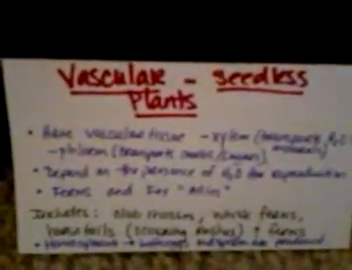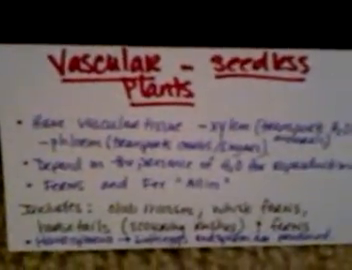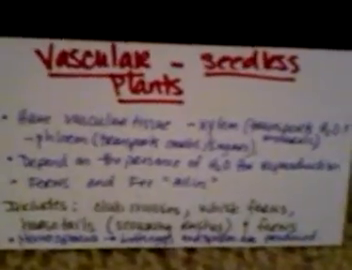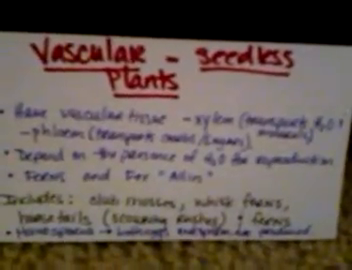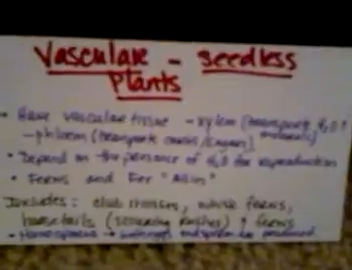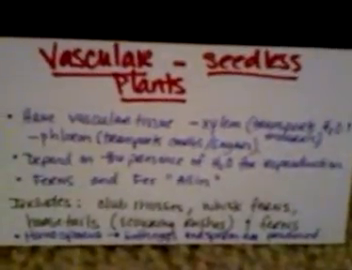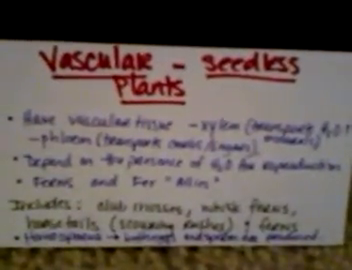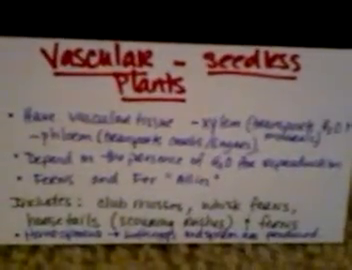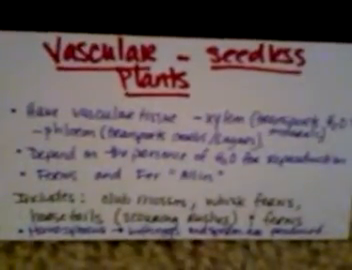Then we'll go into vascular seedless plants. The vascular seedless plants have vascular tissue of 2 types. One would be the xylem, which transports water and minerals, and the other one would be the phloem, which transports carbs and sugars. This is how they feed themselves.